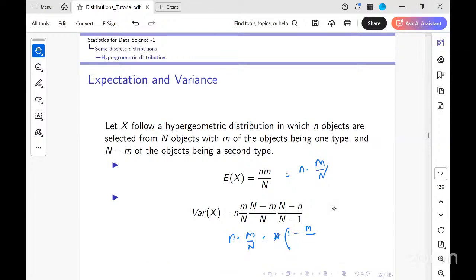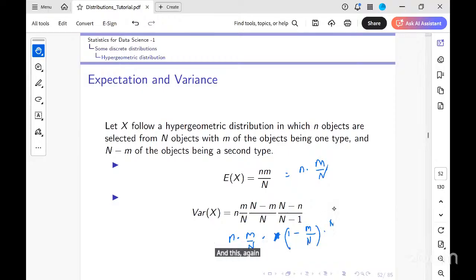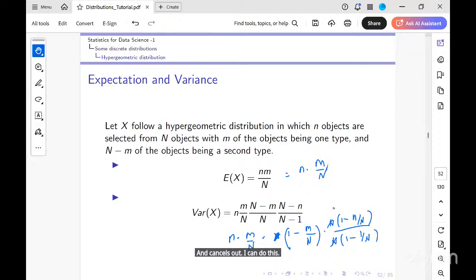Ma'am, will we not take n outside? It will be 1 minus m by n, and I write it as 1 minus n by N. The n will not be there. And this again, I'm going to take 1 by n. n cancels out. I can do this. Do you all agree?